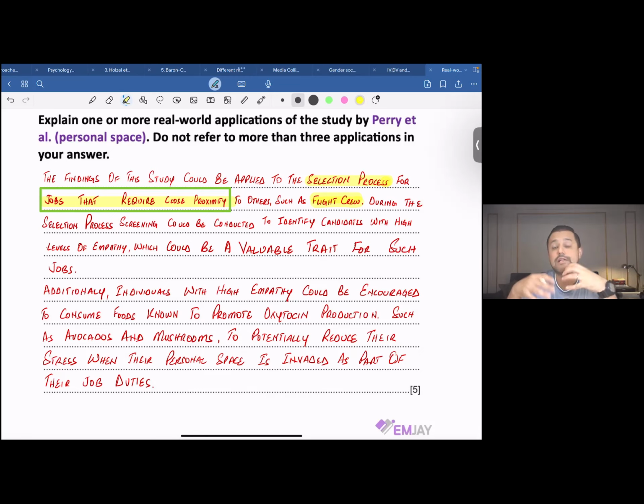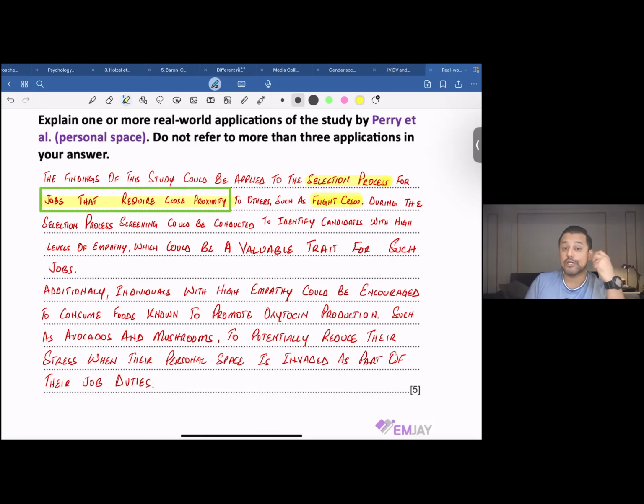Now, by writing an answer of this sort, you're showing the examiner what you have in your mind, and you're letting the examiner know that you're connecting things to the learning that you've had from the study as well. So during the selection process, screening could be conducted to identify candidates with high levels of empathy, which could be a valuable trait for such jobs.